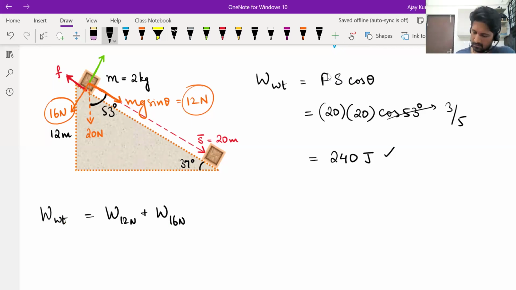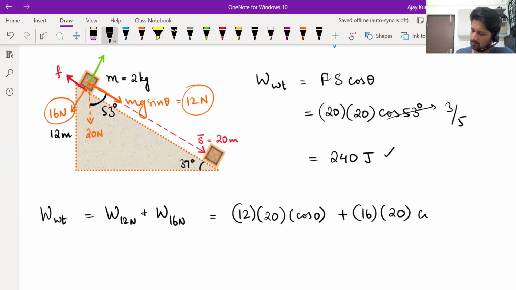Okay. So if you want work done by weight, you can do it this way also. Work done by the 12 Newton component plus work done by the 16 Newton component. Nothing wrong in that. Now work done by the 12 Newton component. 12 Newton is acting along the incline. Displacement is 20 meters. And the angle between 12 Newton component and displacement is 0.